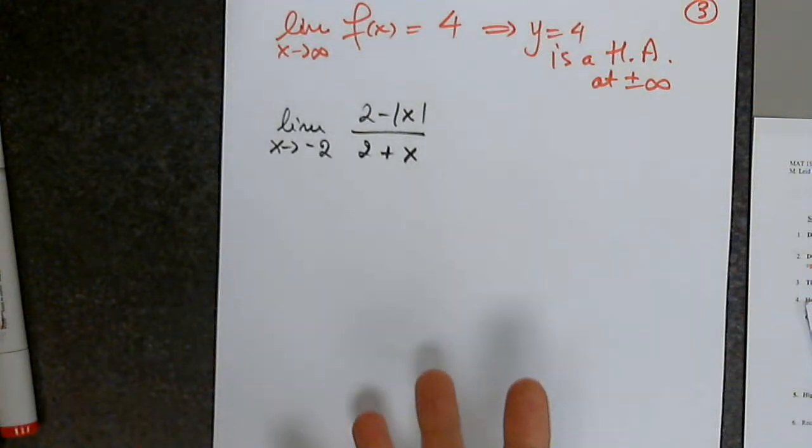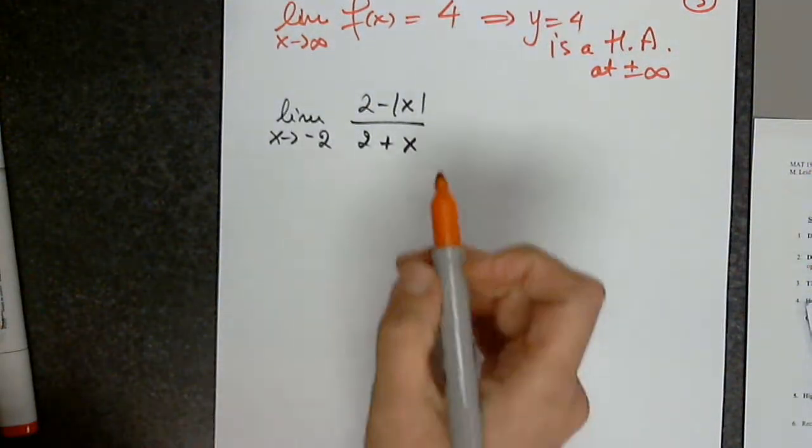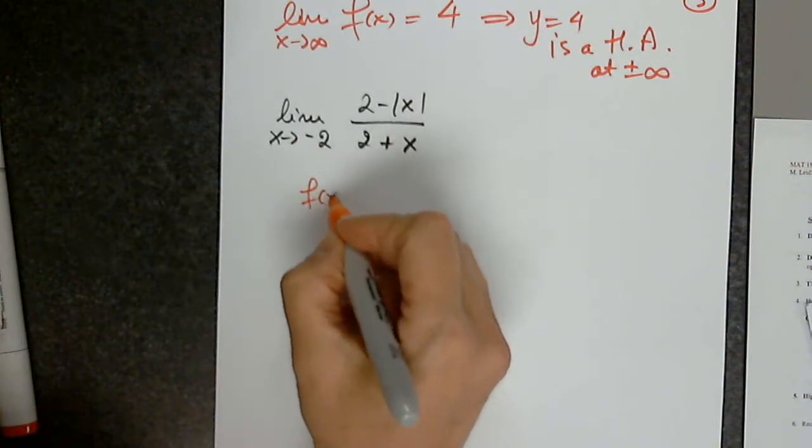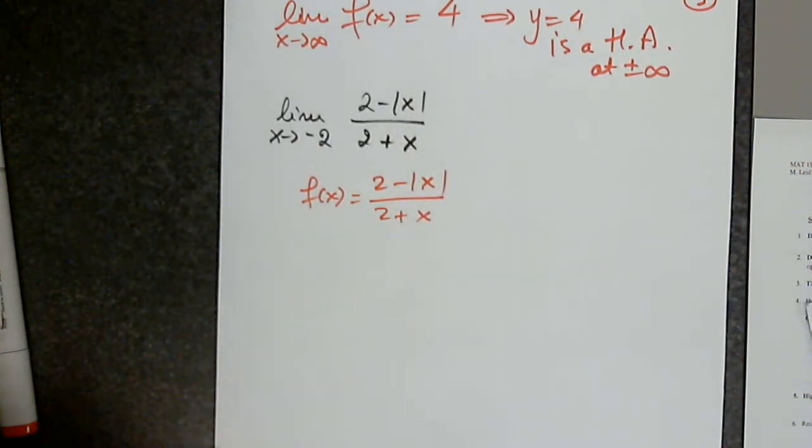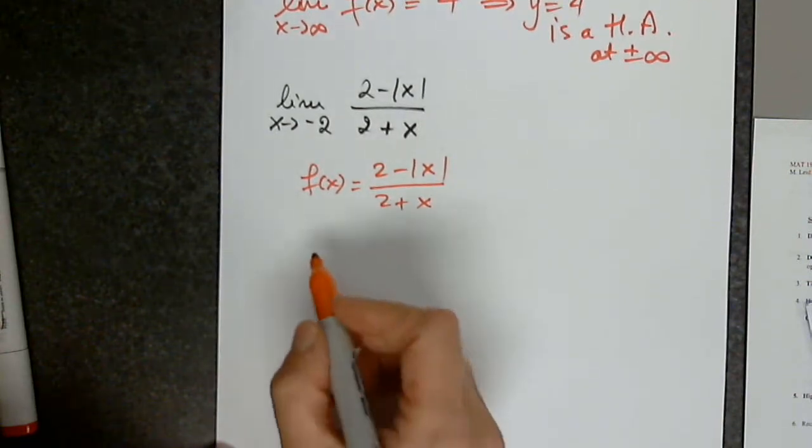Was find the limit and simplify first. Okay, I have to start. So our function is 2 minus the absolute value of x over 2 plus x. Where do I start?